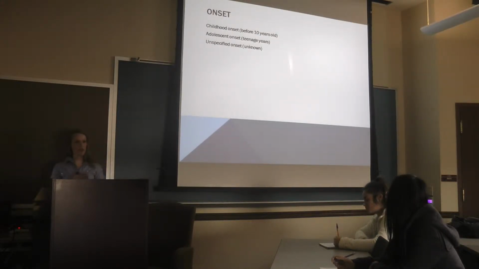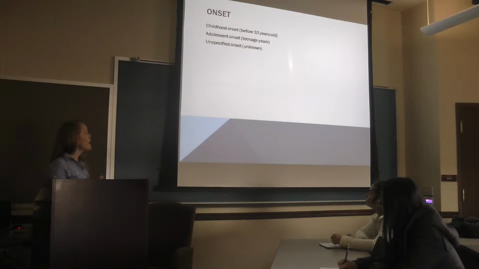There are three different types of onset of conduct disorder. There's childhood onset, which is before the age of 10 years old. There is adolescent onset, which is where it begins to occur in the teenage years. And then there's unspecified onset, which is where it's unknown. They've just had it for as long as they can remember.